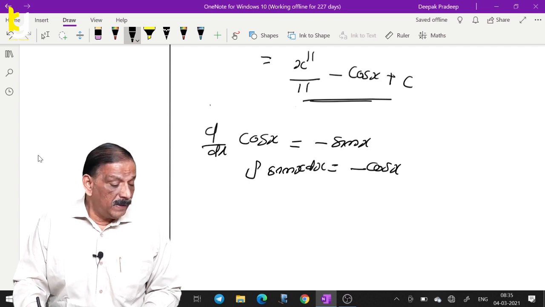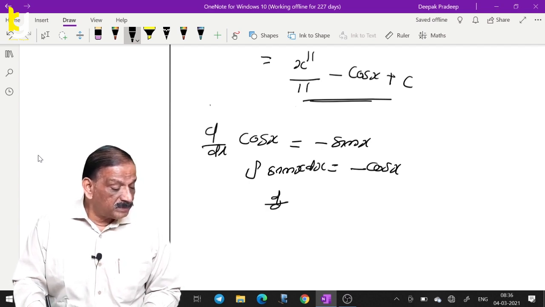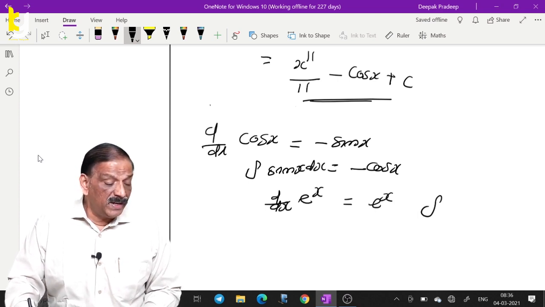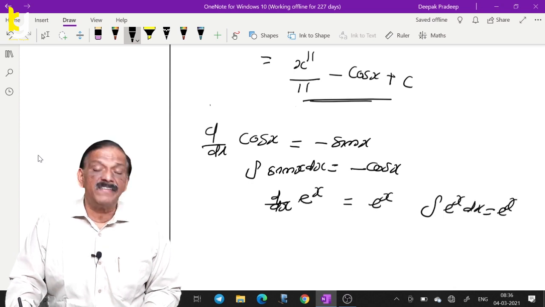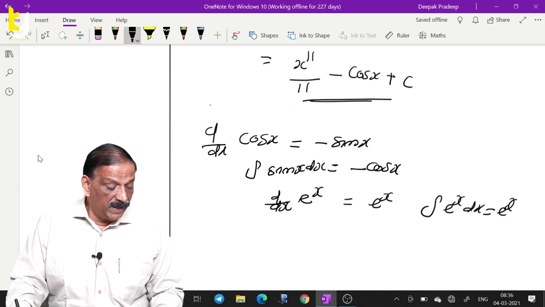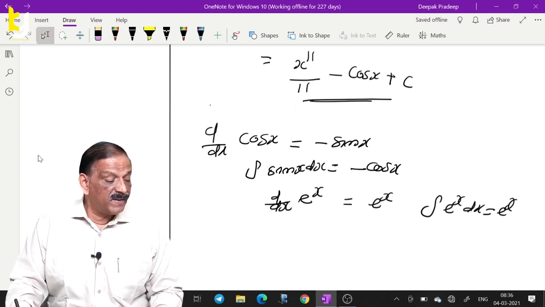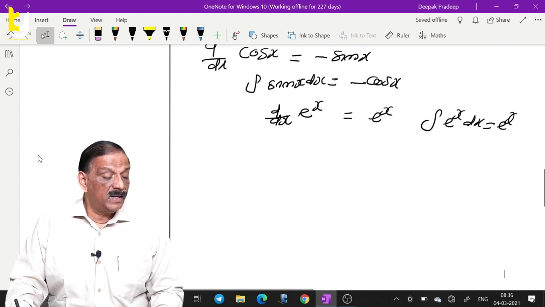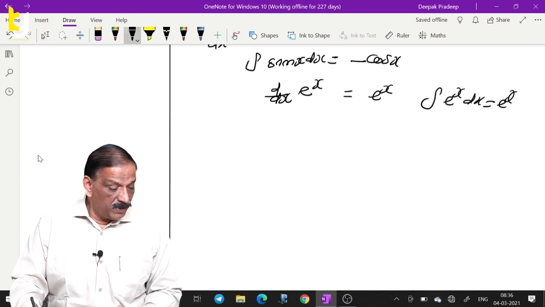Clear? Then d by dx of e to the power of x, that we know, d by dx of e to the power of x equal to e to the power of x. So integral e to the power of x dx equal to e to the power of x itself. We can do all these together.